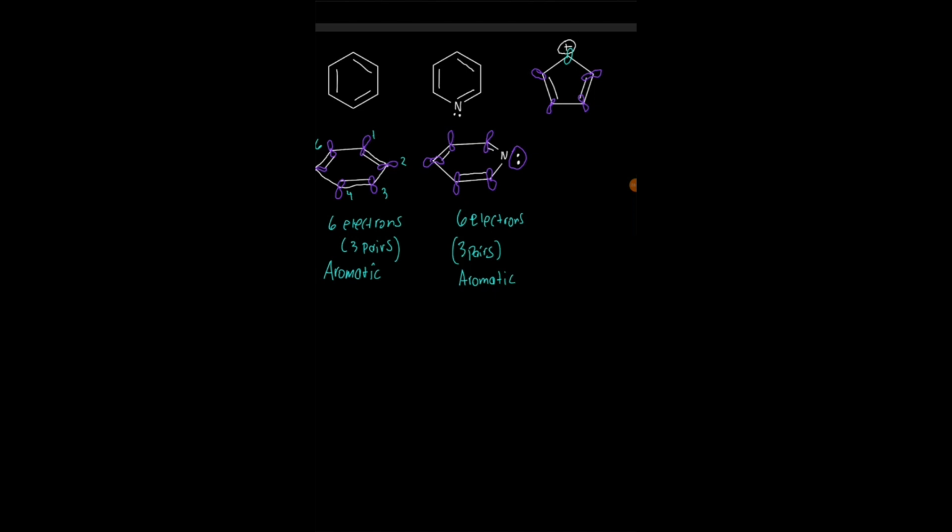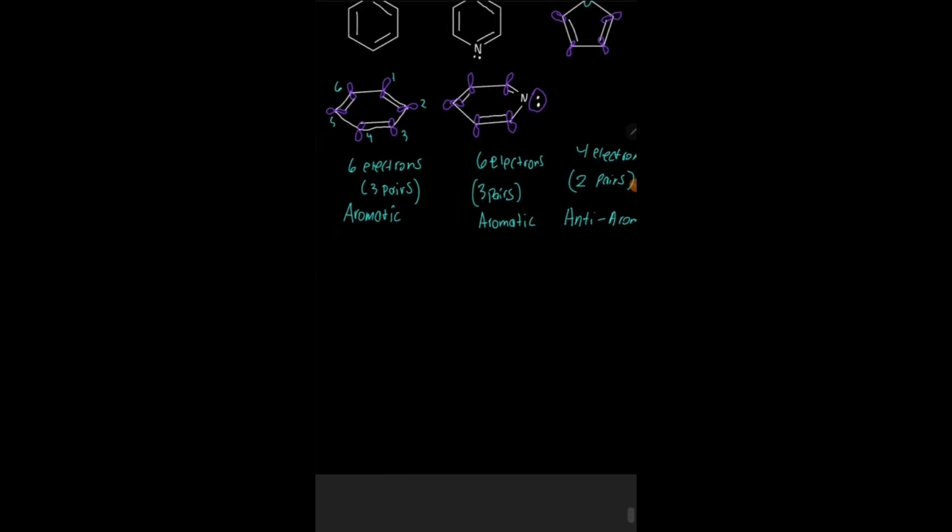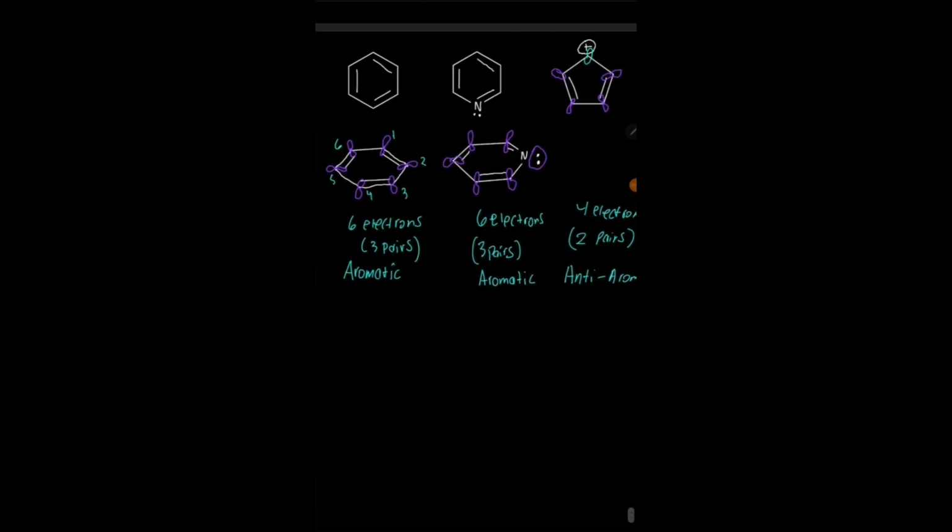So here we got 1, 2, 3, 4 electrons. Two pairs. That is an even number. Aromatic. Alright, folks. Let's do another one.